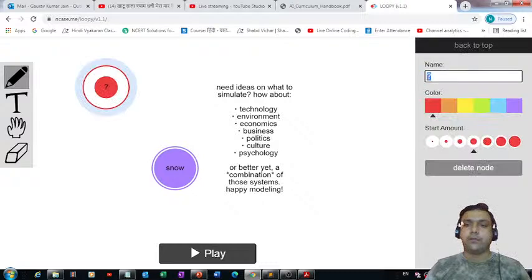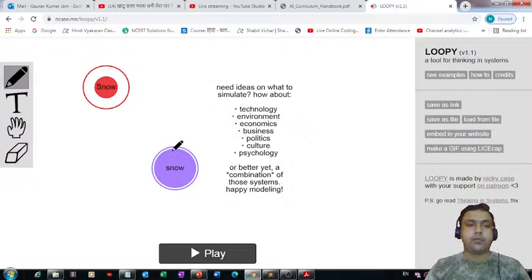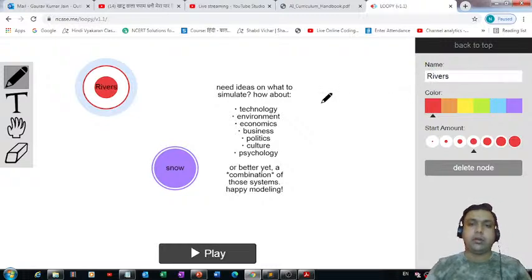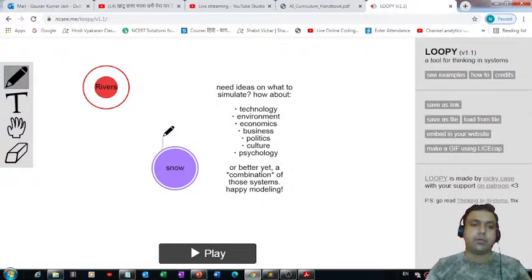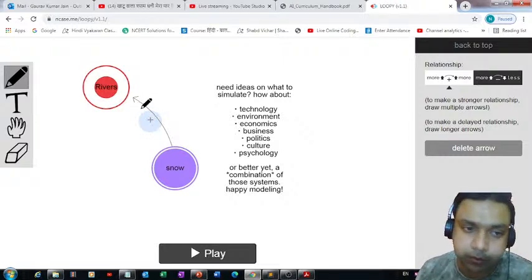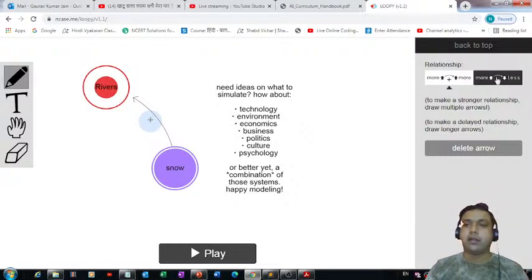Now here I can fill in the name of the data feature. And then if you want to relate this snow, sorry, it should be rivers, right? Now in order to relate this snow to these rivers, I can simply put an arrow like this. Fine. And if you want to show an inverse relation, you can click this, and from here you can select the negative sign. If you want to select a positive relation, you can hit this one.